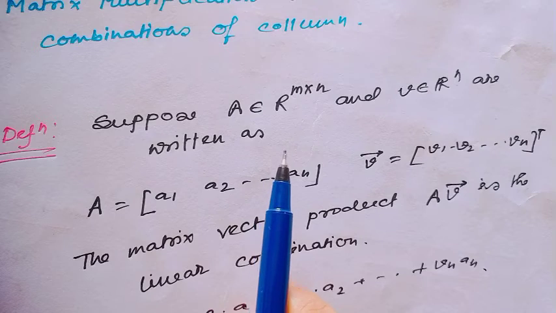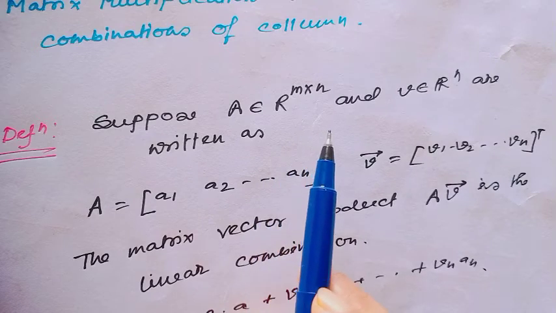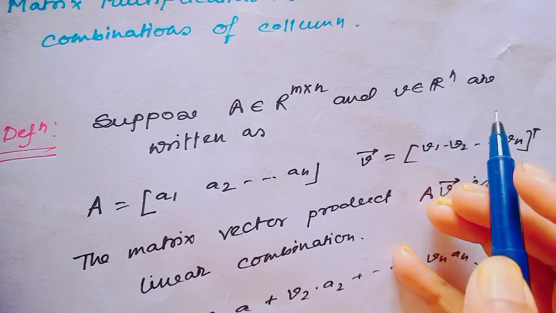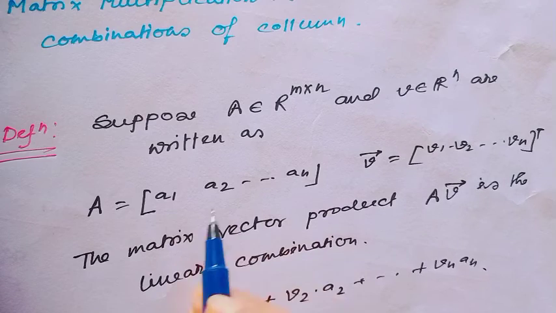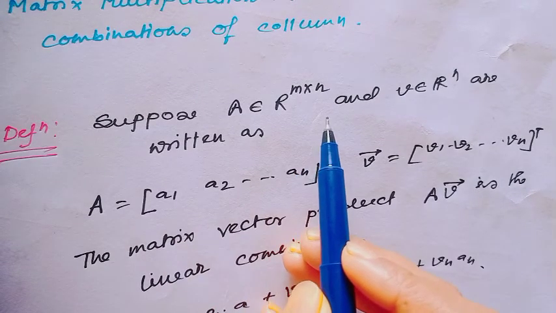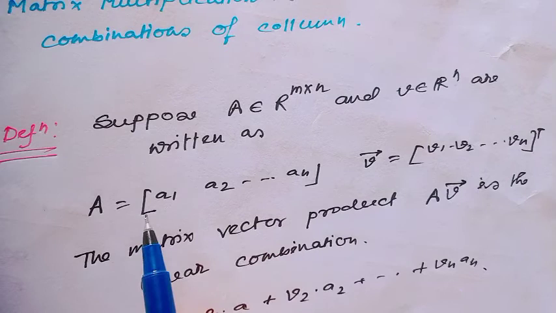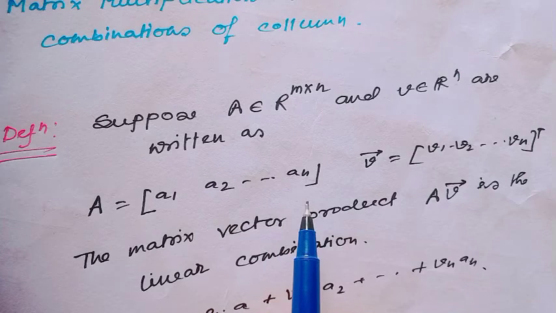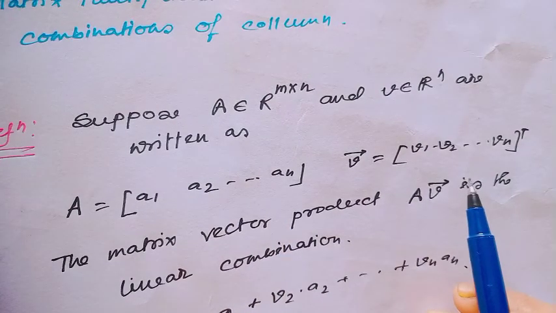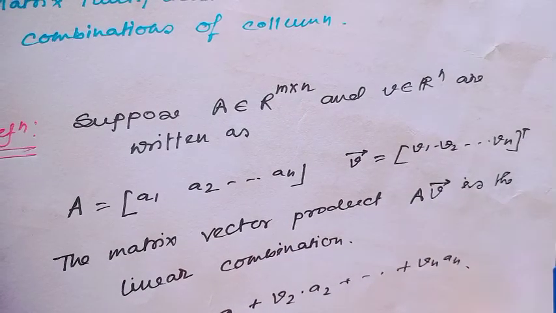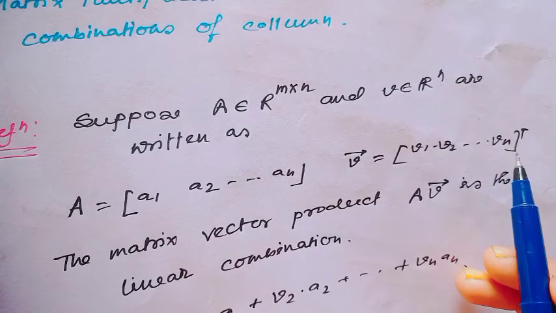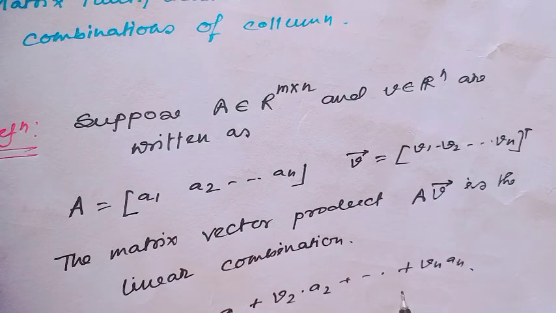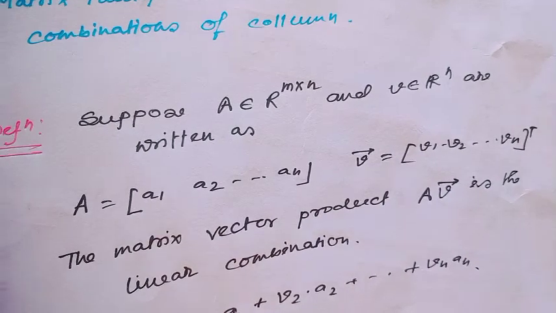Suppose A is an m cross n matrix and v is a vector from Rn. Then we can write: here A is the m cross n matrix. Consider A1 as the first column, A2 as the second column, up to An as the nth column, and v as the vector with coordinates v1, v2 up to vn. Then the matrix-vector product Av is the linear combination of the columns, with the product being of this type.